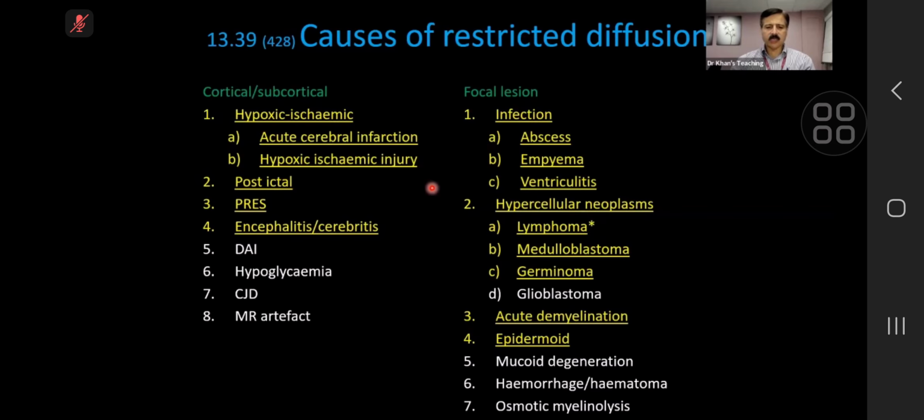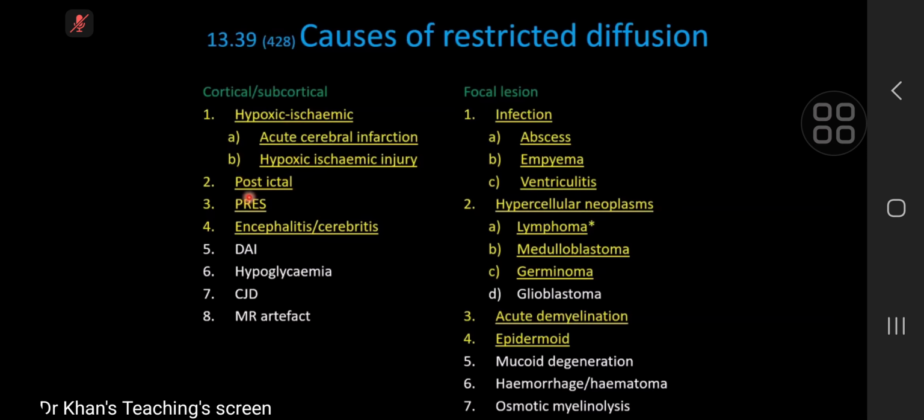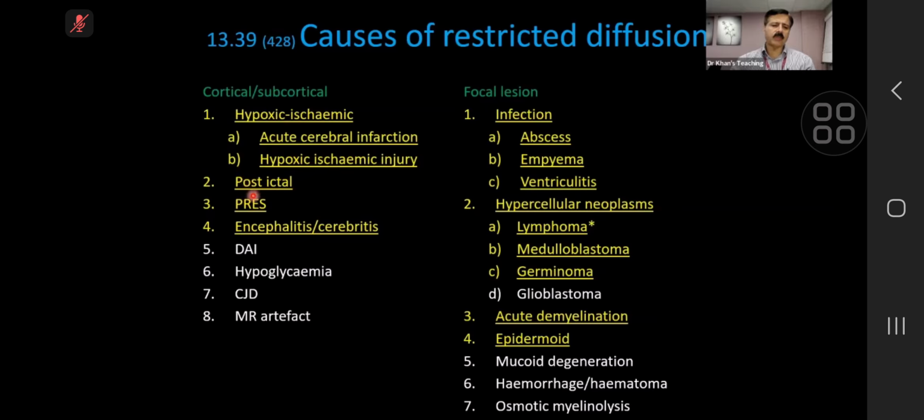But having said that, I will just concentrate on cases which have come in the exam, and some of them are, I think, slightly beyond FRCR, so we will not concentrate on that. Now, if you see here, cortical, subcortical, focal cortical ischemia, hypoxic injury, these ones. Post-ictal change is post-epilepsy. You have to know these two, but we'll cover them later on. But I don't consider them very, very important. Encephalitis, cerebritis, extremely important.